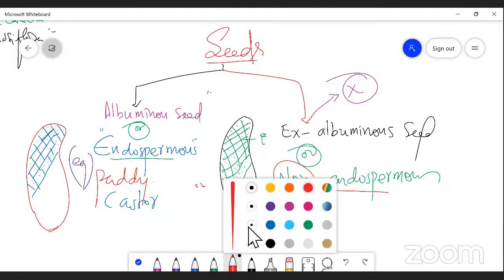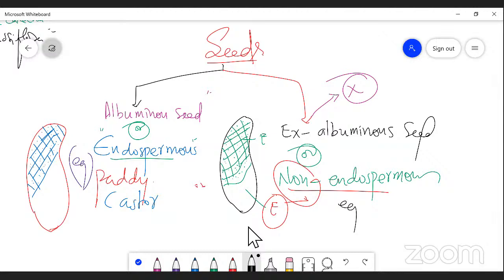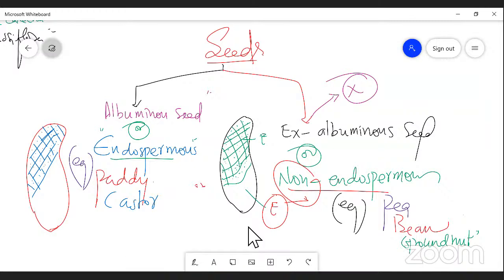For that, I like to give some examples. The first is the pea plant, and one more that I can say is groundnut. So they are examples of non-endosperm seed or ex-albuminous seed, right, students? It is very easy to understand, right? Please make sure to understand it very easily.